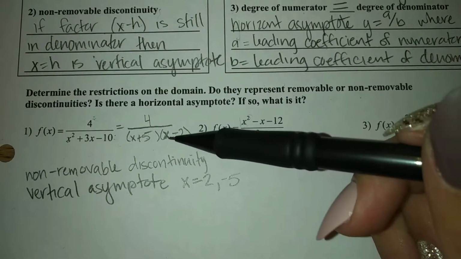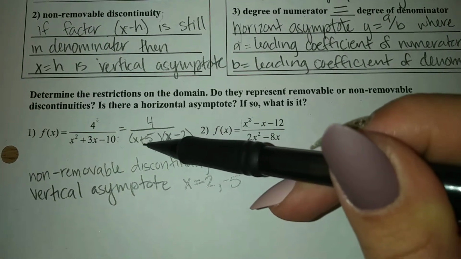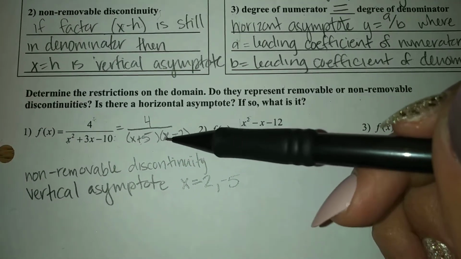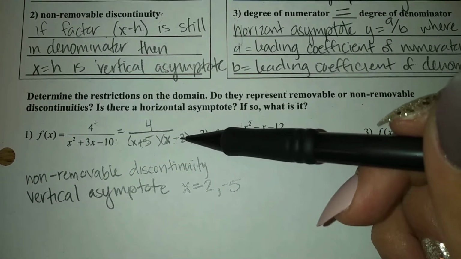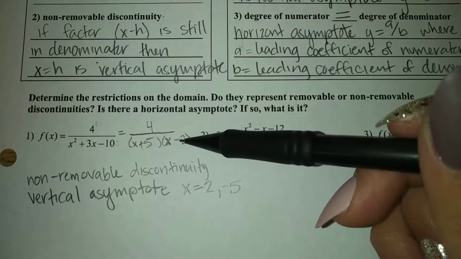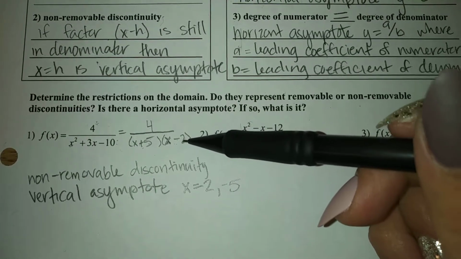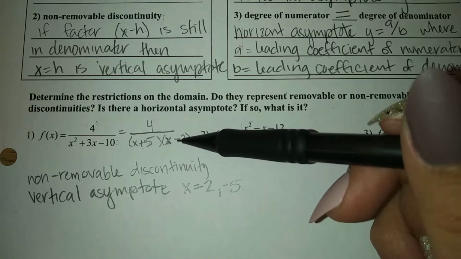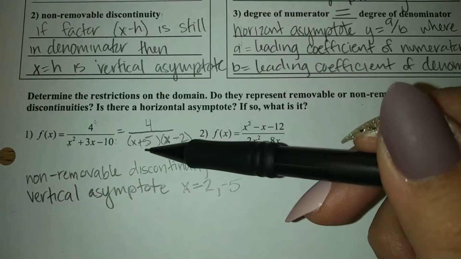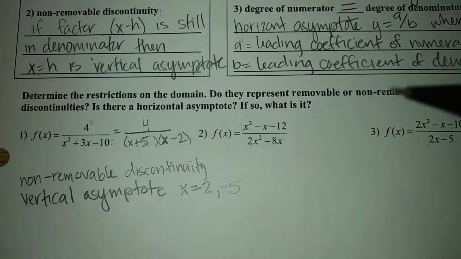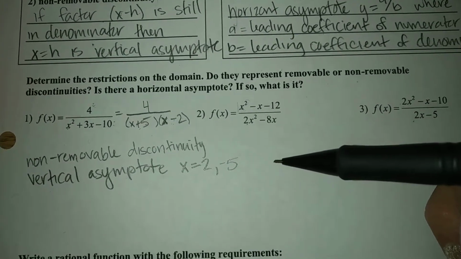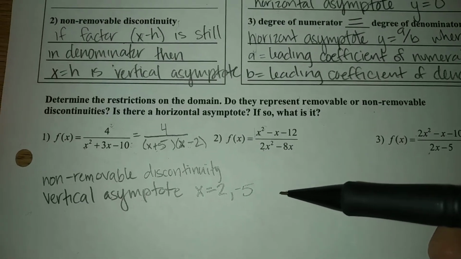So you can do one of two things. You can set these expressions to 0 to find the asymptote, or you can look at the h value and see if the sign is the same as this sign or if it has changed. So we know that the vertical asymptotes are at 2 and -5. We need to check the horizontal asymptote.